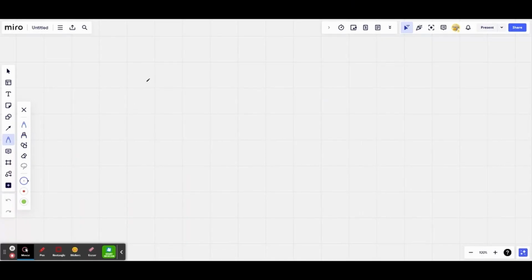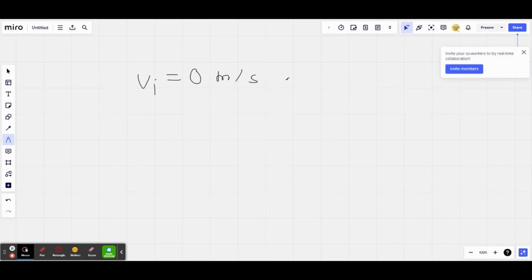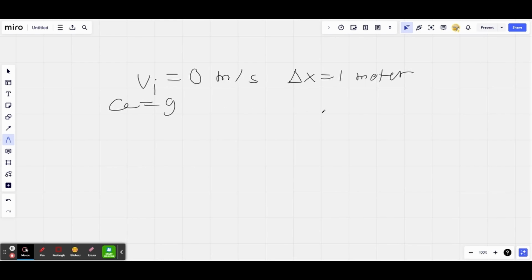Thanks to Eric's great explanation and demonstration, we know the velocity initial of the ball is equal to 0 meters per second. We know displacement or change in position of the ball is equal to 1 meter. And we also know acceleration is equal to gravity. Now we should draw how the ball looks on the diagram. So it's simply going to drop down, traveling a total displacement or change in position of 1 meter.